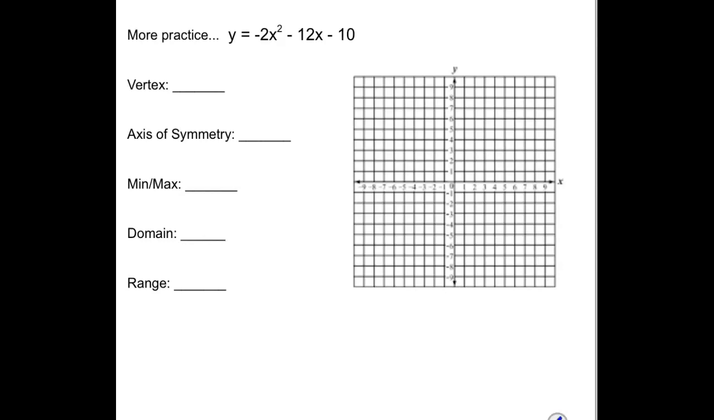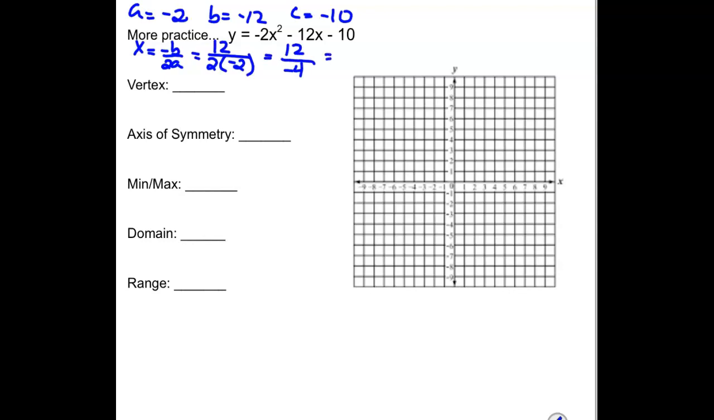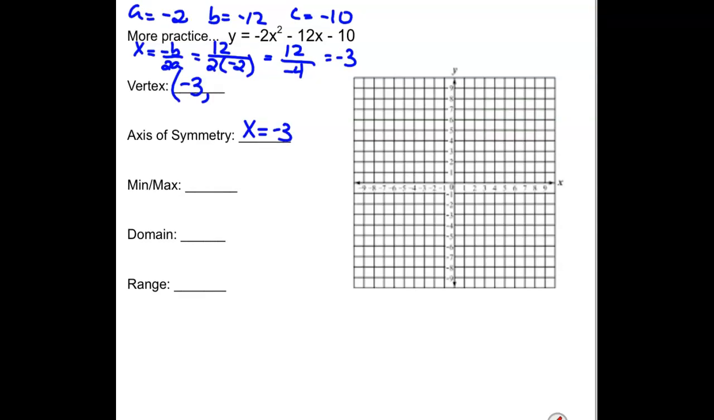All right, so this time around we have A being negative 2, B is negative 12, and C is negative 10. So my x-coordinate for my vertex, opposite of B over 2A, so the opposite of negative 12 would be 12. 2 times our A value, which is negative 2. That means we have 12 being divided by negative 4, which gets us negative 3. My axis of symmetry, remember, always goes through that same value.